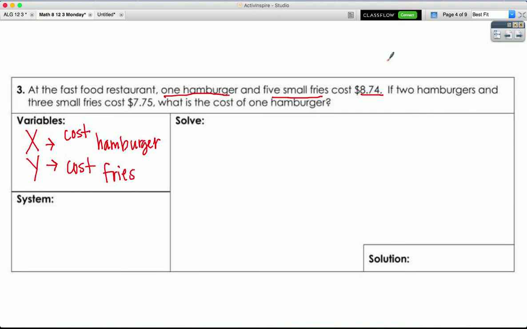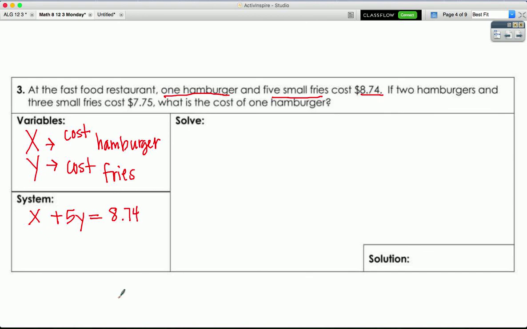Keelan, can you help me set up an equation using that? How would I show 1 hamburger? If x is hamburgers, how would I show 1 hamburger? Yes, Annalise? Yeah, I could write the 1x in front of it, or I could just write the x. Okay, what about the 5 fries, Hudson? 5y. Okay, so plus 5y. And if the total costs $8.74, it's just equals $8.74.